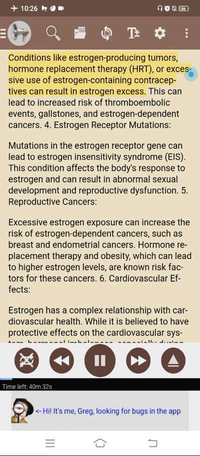3. Estrogen excess. Conditions like estrogen-producing tumors, hormone replacement therapy (HRT), or excessive use of estrogen-containing contraceptives can result in estrogen excess. This can lead to increased risk of thromboembolic events, gallstones, and estrogen-dependent cancers. 4. Estrogen receptor mutations. Mutations in the estrogen receptor gene can lead to estrogen insensitivity syndrome (EIS).